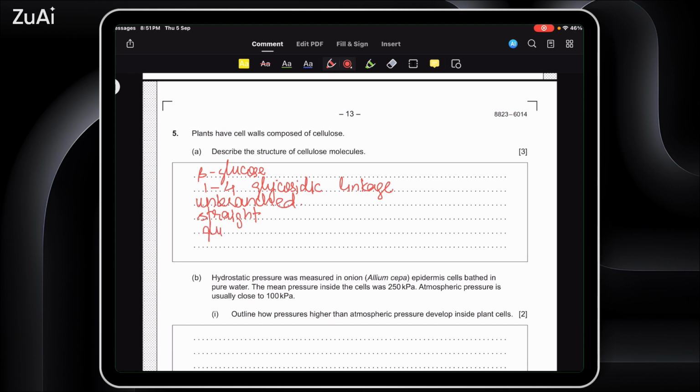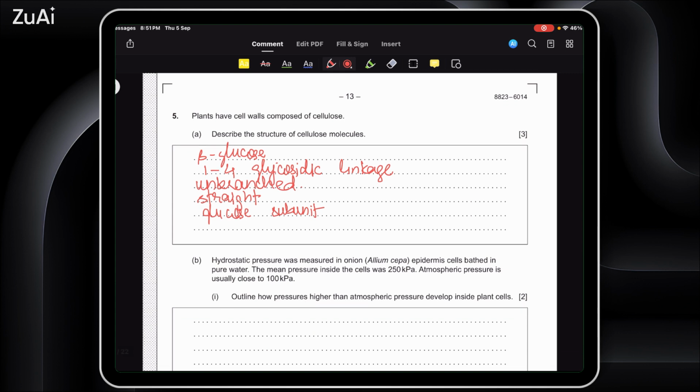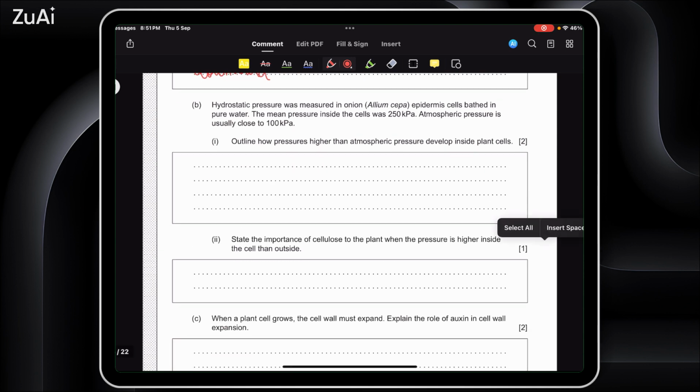And glucose subunit, they oriented alternately upward and downward. Upward and downward. So hydrostatic pressure was measured in onion epidermis cells.